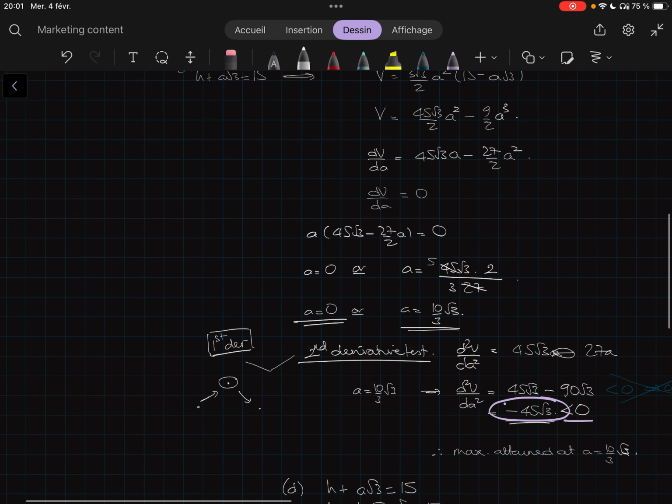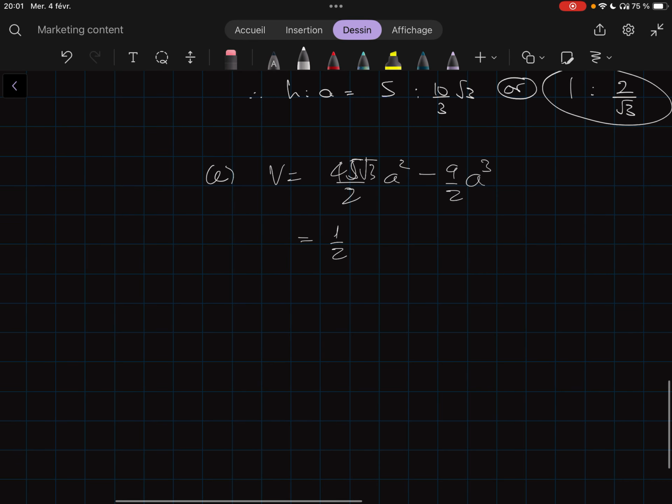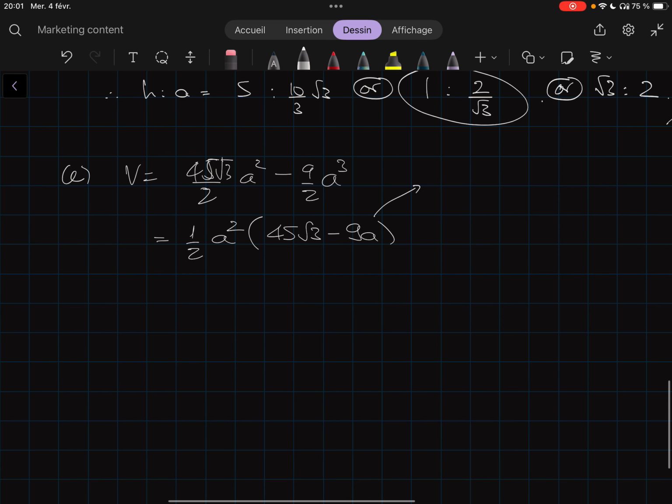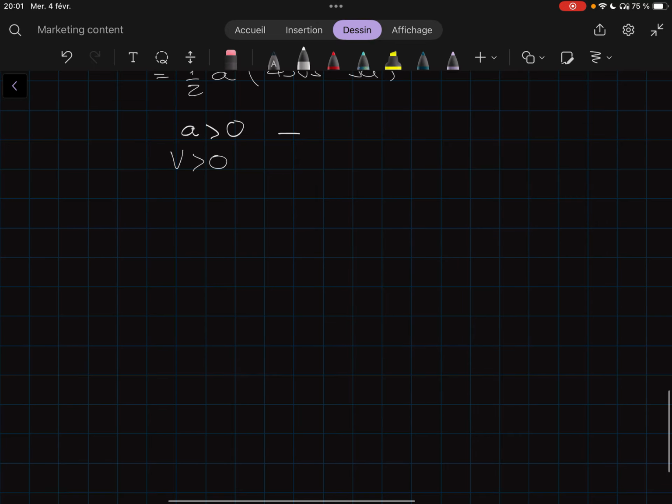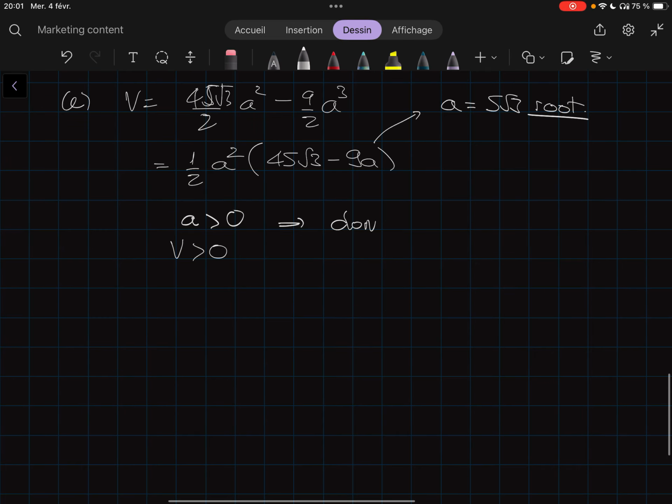Okay, so let's factor the 1 by 2 out. Let's factor the A squared out. We are left with 45 root 3 minus 9A. So A equals 5 root 3 is going to be a root. Furthermore, we know that A is a side length, so A has to be positive. And because V is the volume, V also has to be positive. So effectively, the domain that we are working with is A between 0 and 5 root 3.